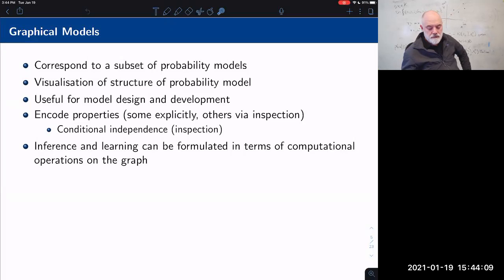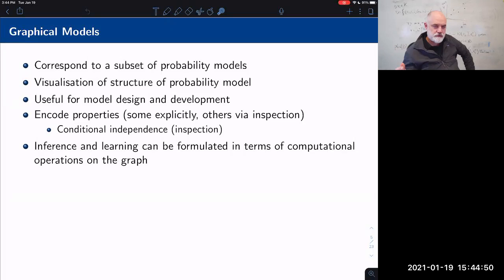In particular, conditional independence is something that you can get from a graphical model via inspection. In other words, you can figure out which parts of the model are conditionally independent from one another. And maybe most importantly, inference and learning can all be formulated in terms of computational operations on the graph. In other words, you can develop generic algorithms that work on any graphical model, or are parameterized by a graphical model, that you can apply to any problem that you write down in the form of a graphical model.